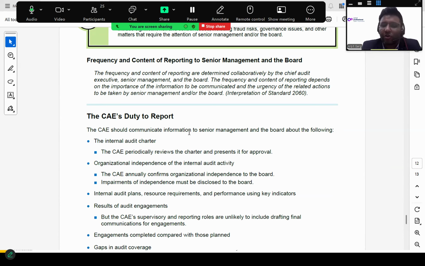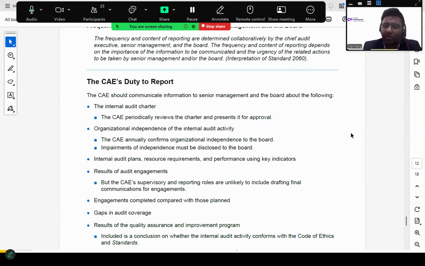Let's take an example. The CAE should communicate information to senior management and the board about the following: the engagement charter. The CAE periodically reviews the charter and presents it. Again, people, we have learned this earlier in part 1. Do we need to review the charter every year, or does it need to be periodic? What did we learn? Periodic and not annually, because annually we may not be changing the charter, right?